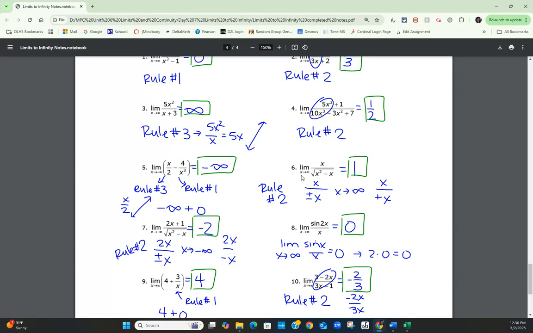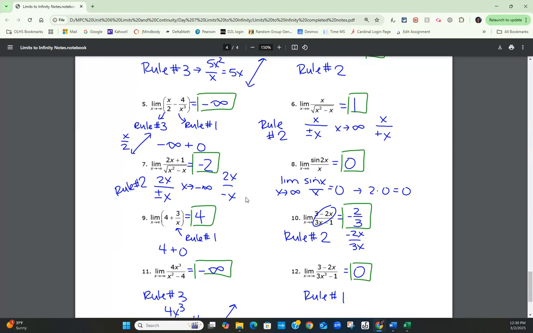All right, number 6. So this is like the last example we had on the notes where the minus x does not have any impact on the end behavior of the function, so that can be ignored. I can simplify the square root of x squared into plus or minus x. But this is a limit as x approaching infinity. So I just want the plus x part. I don't need the minus x. So it's x from the top over positive x from the bottom. That simplifies to 1.